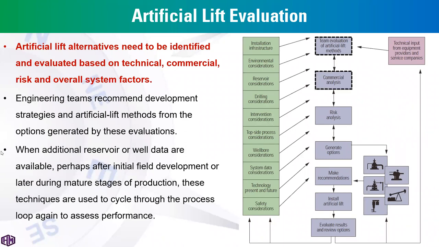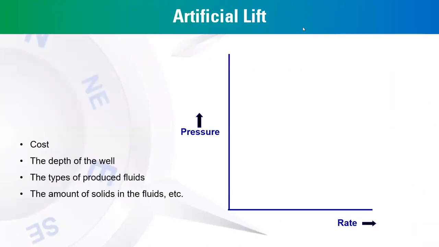We have commercial evaluation in terms of the running time of the artificial lift system, and also risk analysis. And next, to generate available artificial lift systems and make the best recommendation, and then install the final system selected. So this is the process of artificial lift system selection.